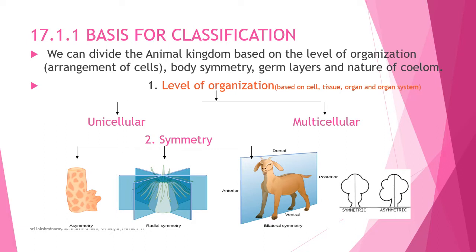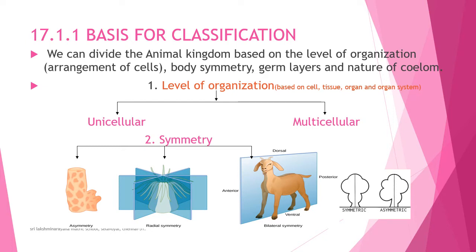If the animal body is made up of only one cell, it is called a unicellular animal. Example, amoeba. If the animal body is made up of more than one cell, it is called a multicellular animal. Example, human being.